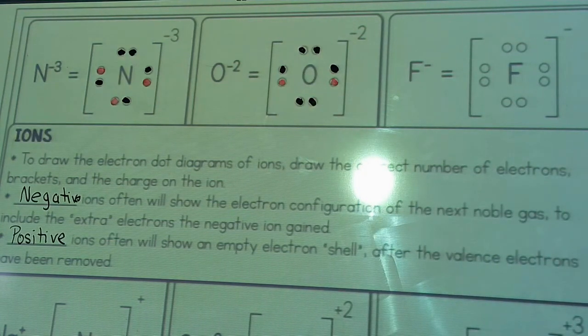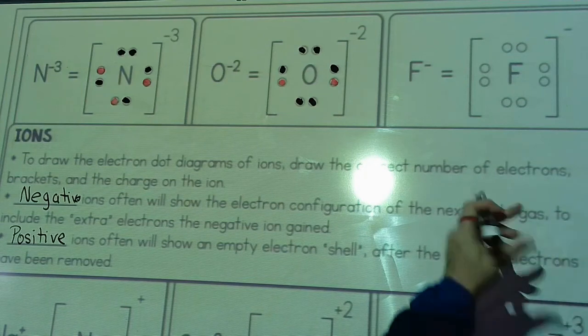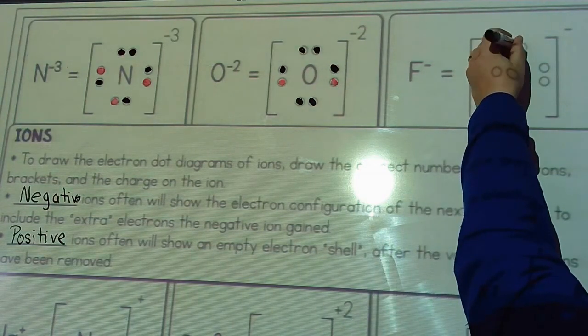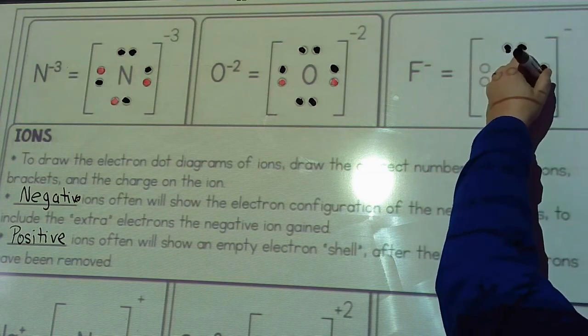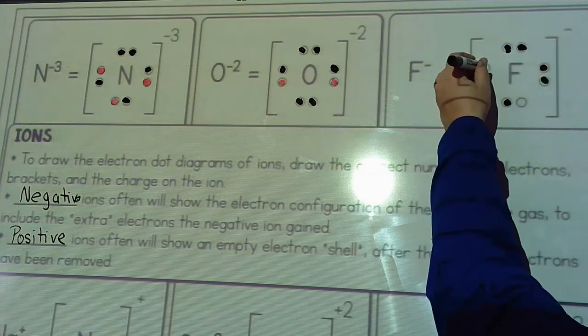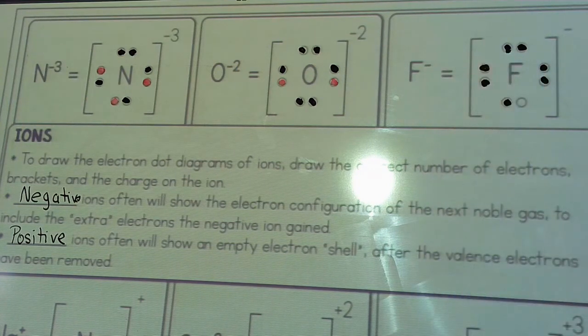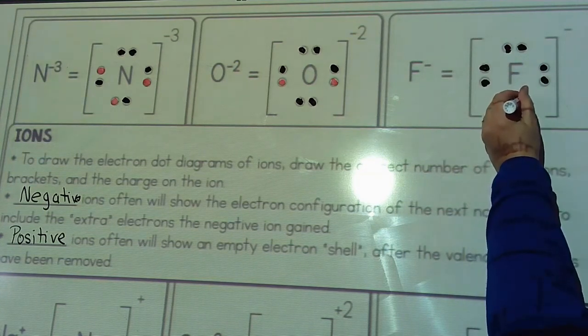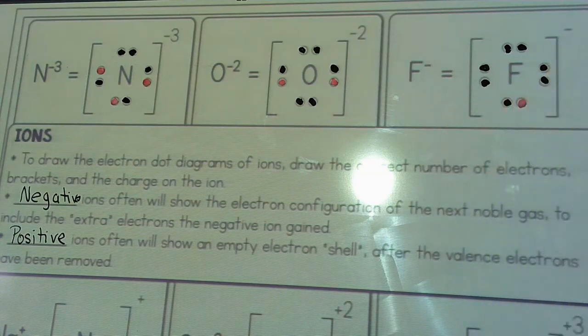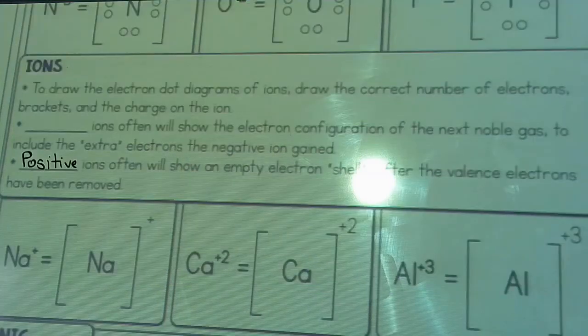And then you see fluorine here. Fluorine starts out with 7 valence electrons all on its own, and it has a very strong tendency to gain 1 more, which gives it a -1 charge and gives it that stable octet of 8. And if you look here at the positive ions, they are empty. There are no valence electrons.